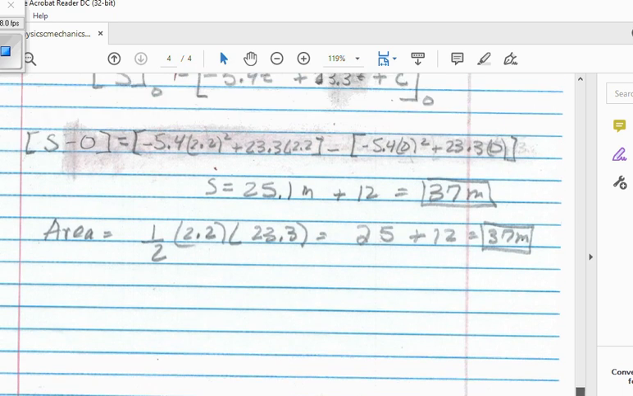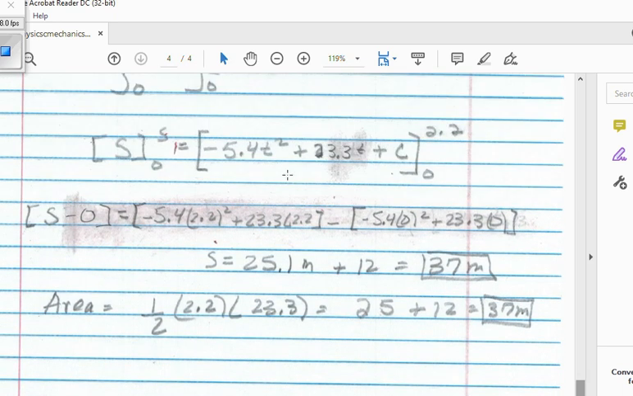Now if I wanted to derive my displacement equation for this, let's go back to this right here. I've got negative 5.4 t squared plus 23.3 t plus c again. I know c is 12, so I could just put 12 in here. So without doing a definite integral again, I can derive the actual displacement equation by simply putting in my beginning constant's value, which we know because we know our beginning displacement. And then I don't have to do a definite integral from there.